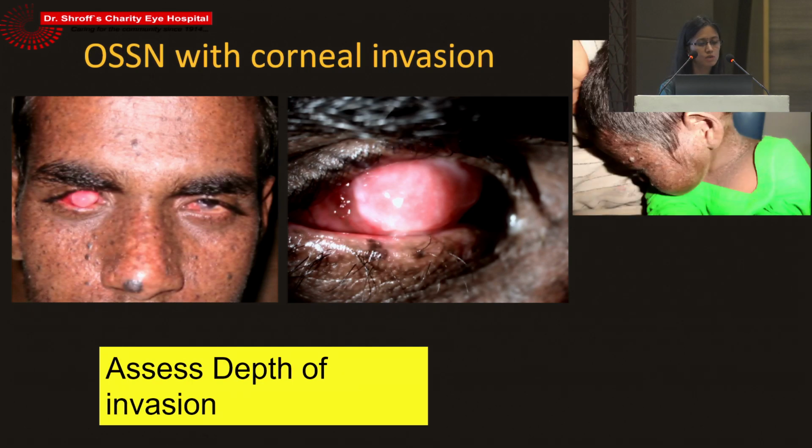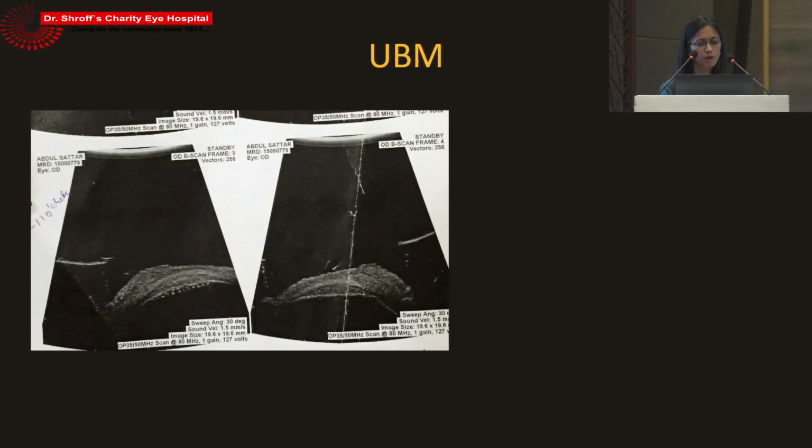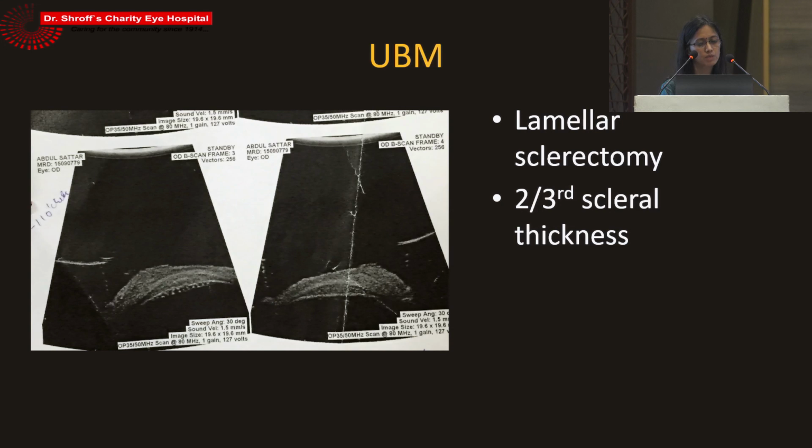This was a young patient with a corneal OSSN which was covering almost the whole of the cornea, where we can never be sure whether it's going into the stroma of the cornea or not. These are the situations where you might have to do a pre-op UBM and be prepared for a little more extensive surgical excision than just a simple excision of the lesion. If required, we can go for a lamellar keratectomy or a sclerectomy for this patient.